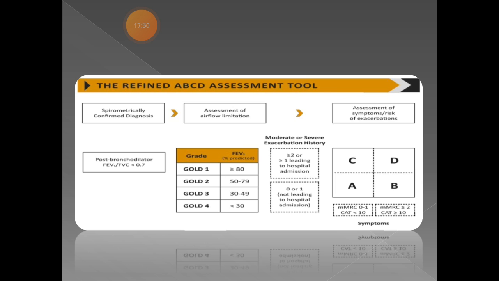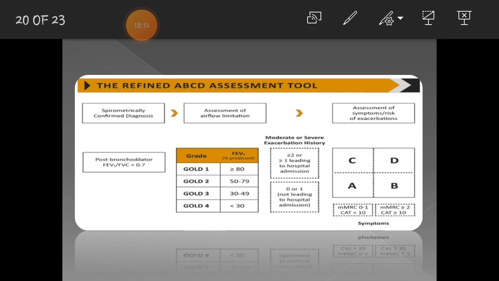So 0 or 1 events not leading to hospital admission belongs to A or B. Two or more, or 1 leading to hospital admission, that is the exacerbation history, those patients will be categorized to C and D. And then there's the modified MMRC score. It says 0 to 1 in A and C. When the mMRC is 2 or more, those patients belong to B and D. So these two scores you have to read and take into your head.